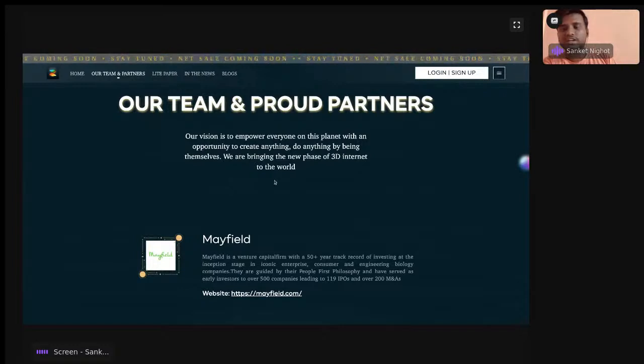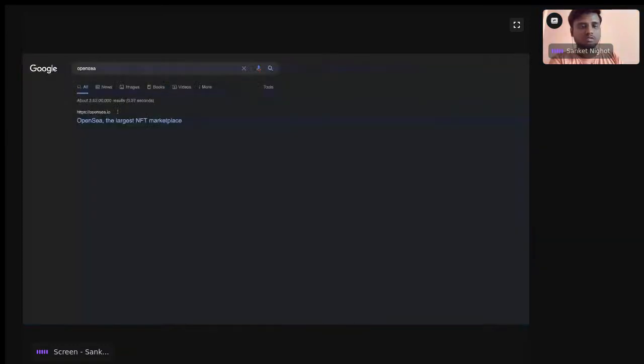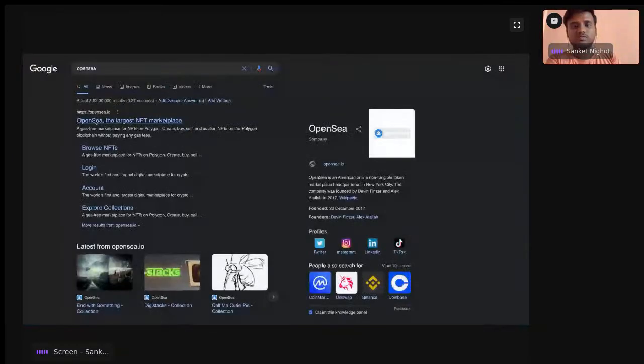How do you identify how NFTs are tracked? NFTs are tracked through your wallets, or you go on any NFT platform. Like if I go on OpenSea, sorry, yeah, OpenSea.